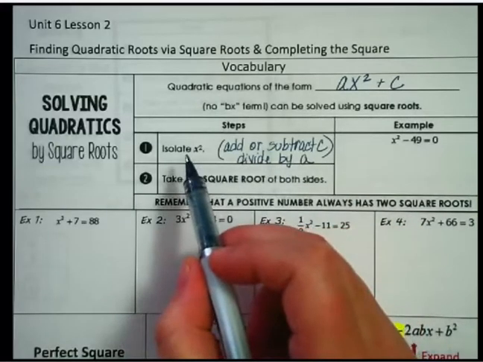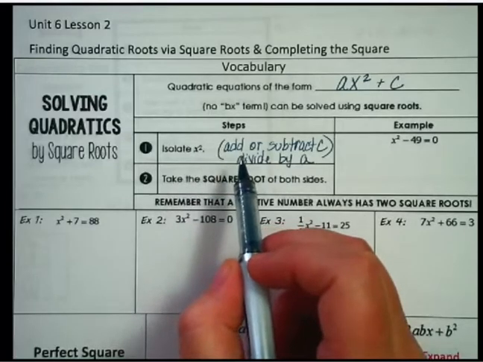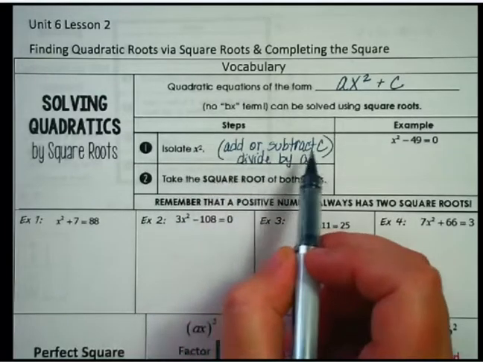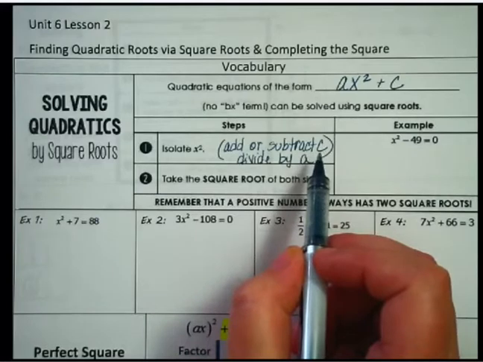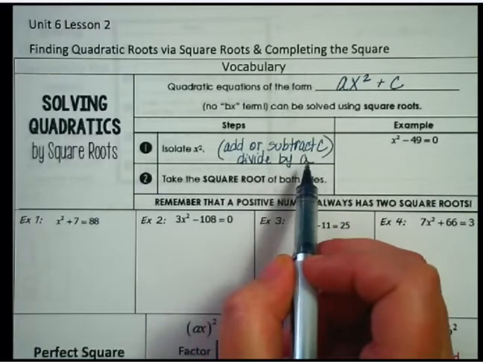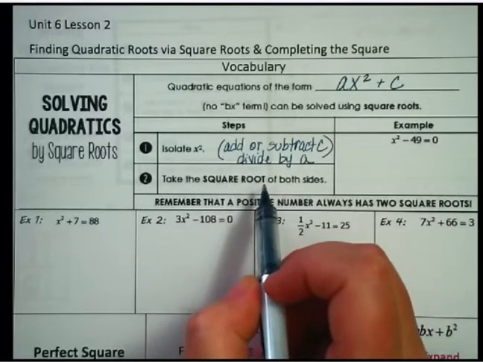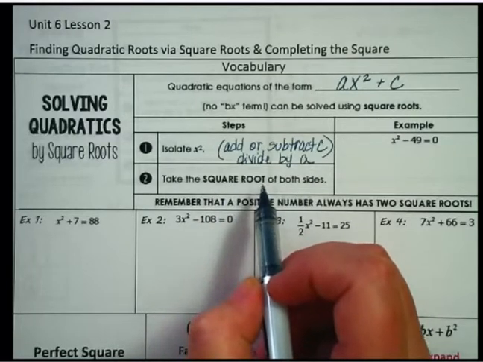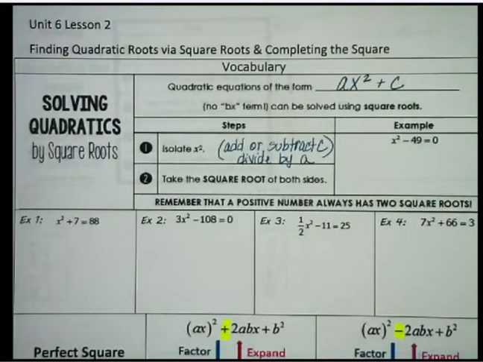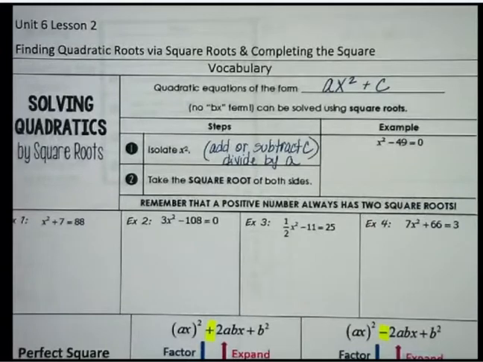So what we will do is isolate the x squared. It might just be one step by adding or subtracting the c value, or it might include two steps where we would also have to divide by the a value. All right, and then our last step would be to take the square root of both sides and to simplify that square root. So let's look at 5 quick examples of using this method.